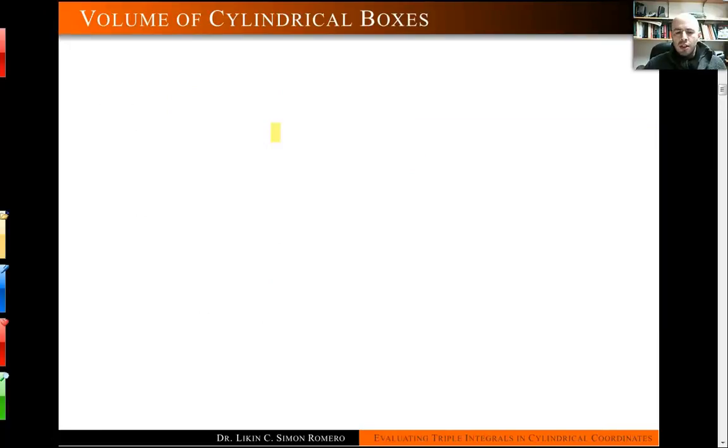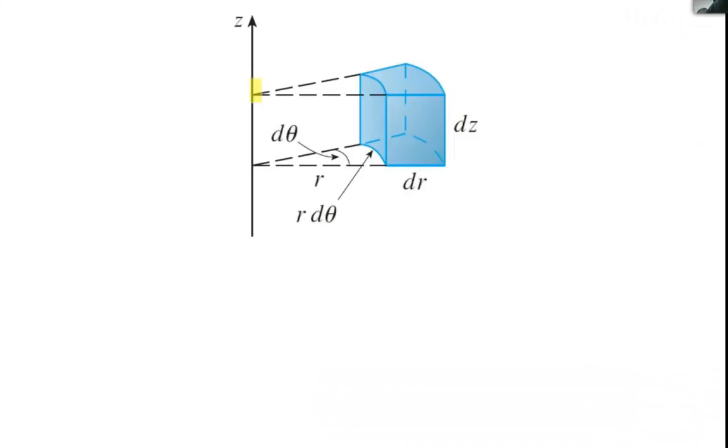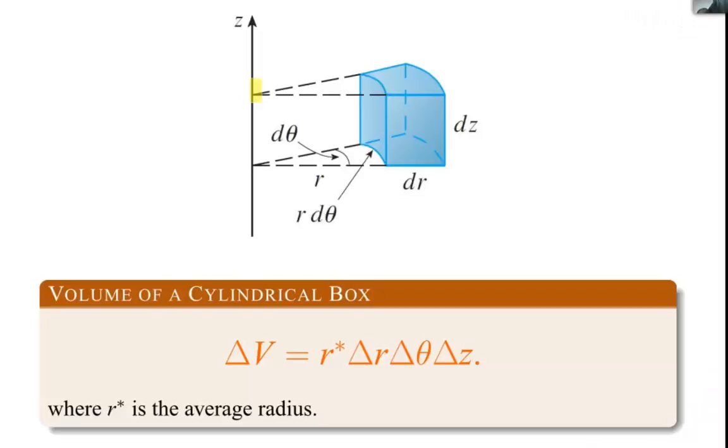The idea of cylindrical coordinates is more or less the same idea as polar coordinates. We are going to be able to express certain integrals easier in cylindrical coordinates. For that, we will have to first compute the volume of cylindrical boxes. And if you remember, it's not a big deal because it's going to be the area of the base times the height. The area of the base is just the area of a polar rectangle, and the height is just delta z. So notice, and remember, that r star is just the average radius.